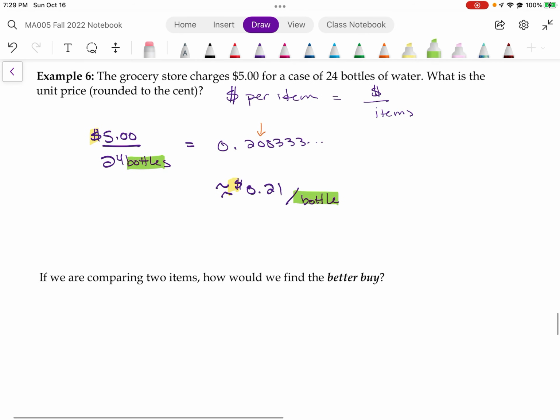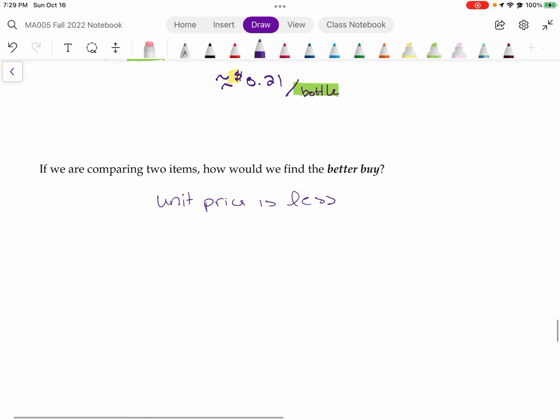Okay, so moving on. If we're comparing two items, how would we find the better buy? How do we know which one is the better buy? Well, its unit price is going to be less, right? The unit price, the price per item, is less. That's what we're looking for.